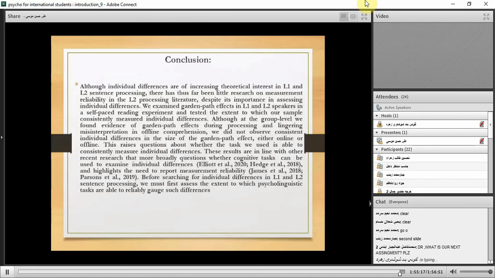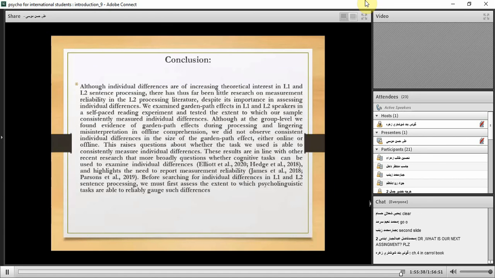Although at the group level we found evidence of garden path effects during processing and lingering misinterpretation, we found no reliable differences in the size of the garden path effects, either online or offline.